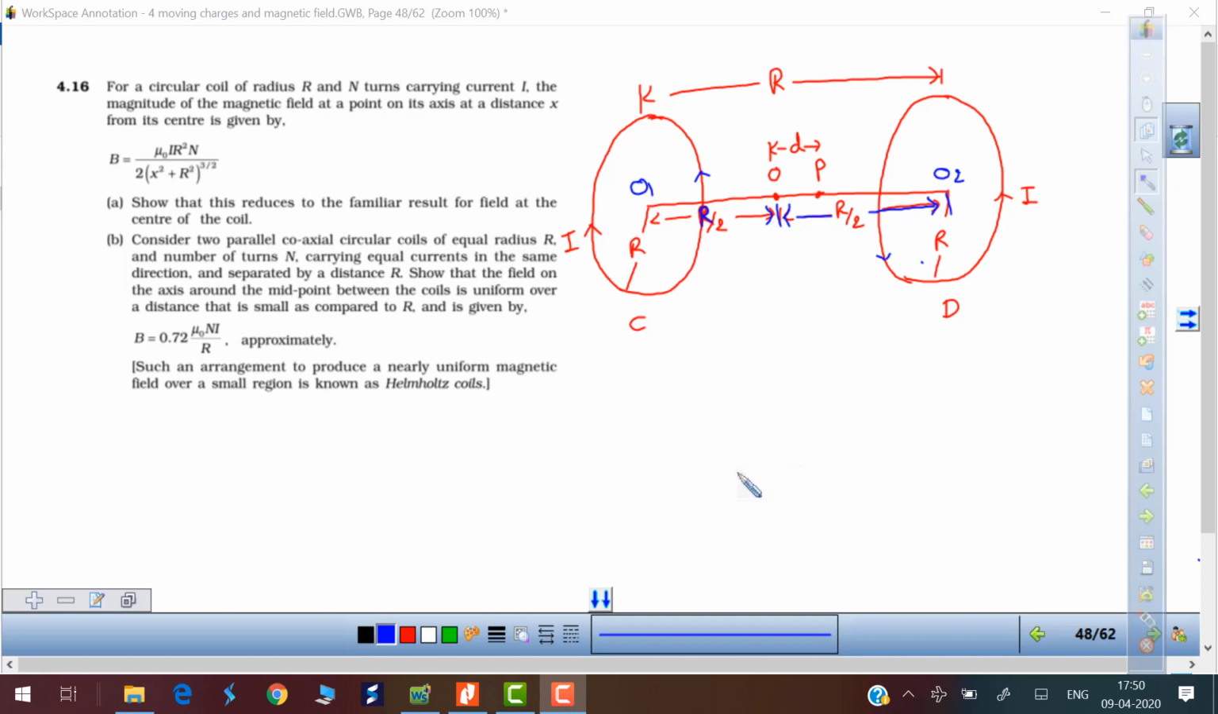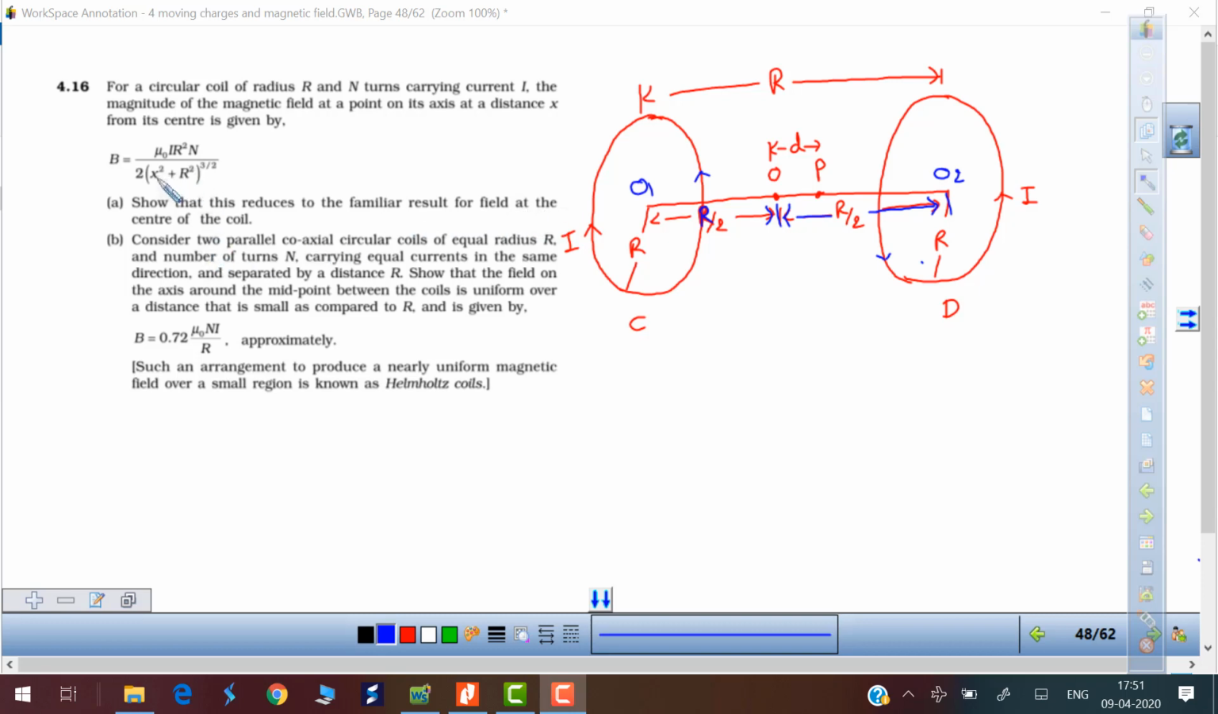So in this exercise, you have two coils, radius r, number of turns n, line carrying current I. Magnitude of the magnetic field at a point on its axis at a distance x from its center is given by this formula. It is a known formula. Show that this reduces to the familiar result for field at the center of the coil.